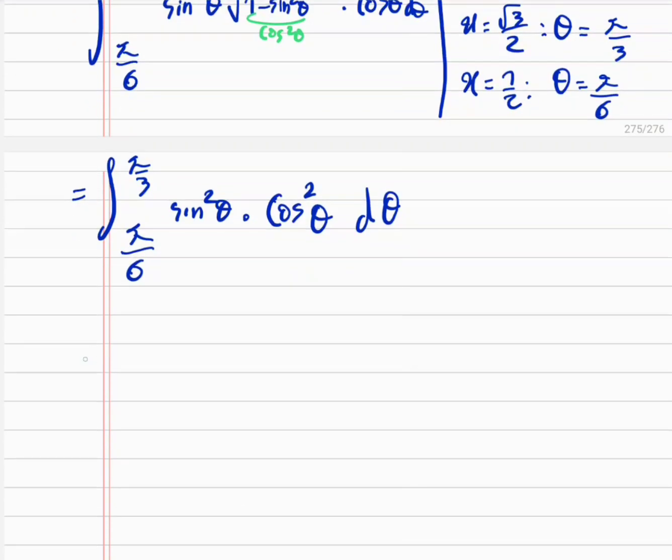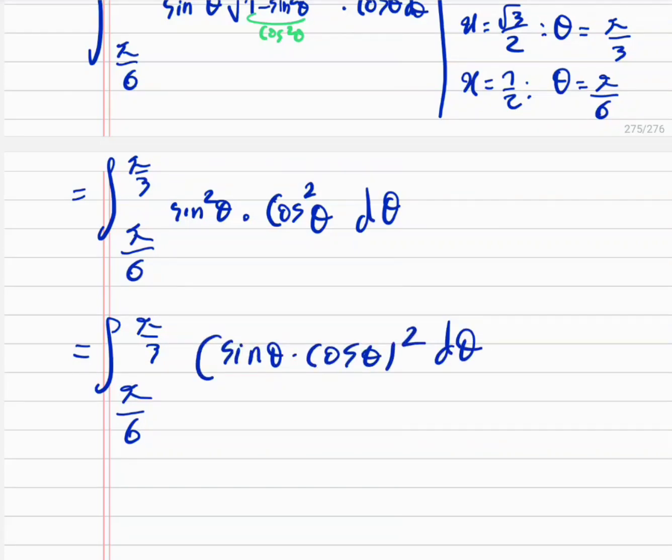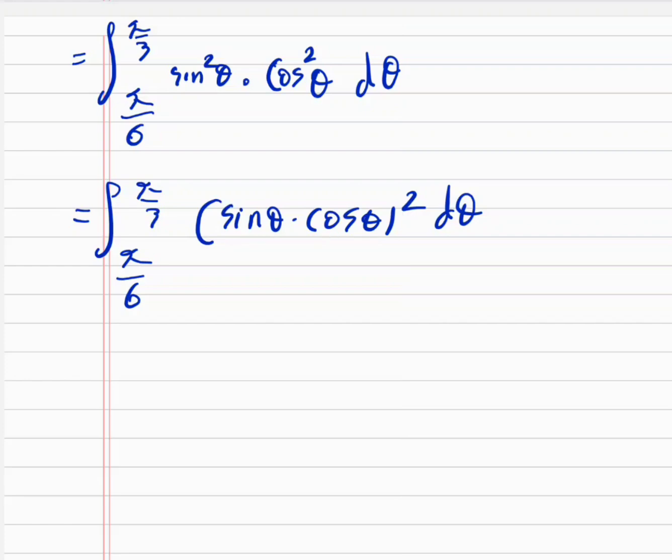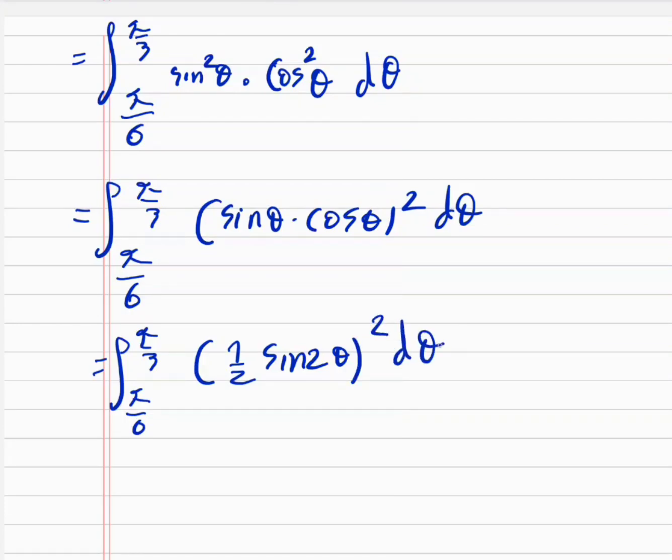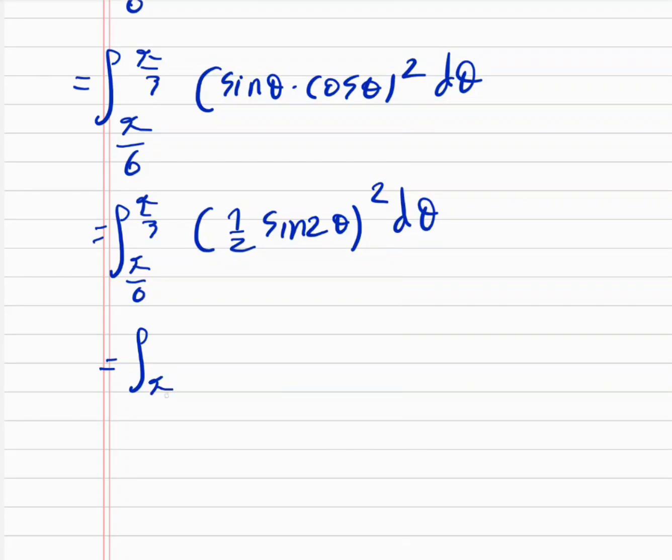Now here, we can rewrite this as sine theta times cos theta squared, and then remember that sine theta times cos theta is basically half sine 2 theta, right, from double angle formula. So this is the same as half sine 2 theta. Now when we square this, we'll get 1/4 sine squared 2 theta d theta.